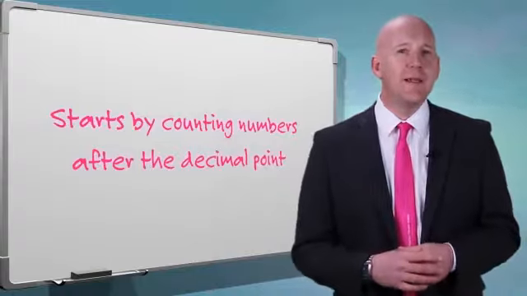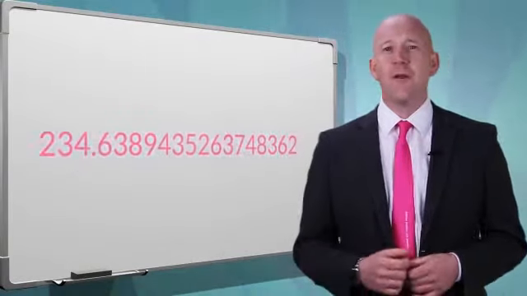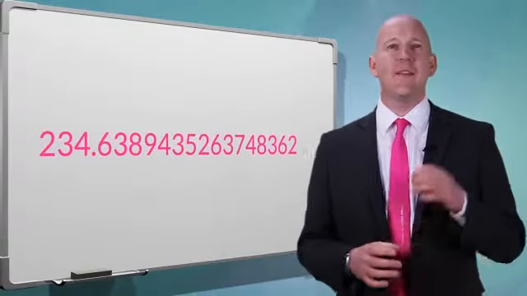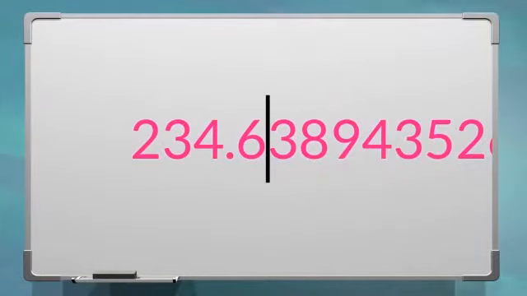Rounding to decimal places starts by counting numbers after the decimal point. So if we bring up our long number again, we can see that the first number after the decimal point is 6. Stop there and draw a line after it. Now you need to have a look at the number to the right of the line to see if it has an effect on the number to the left of the line.